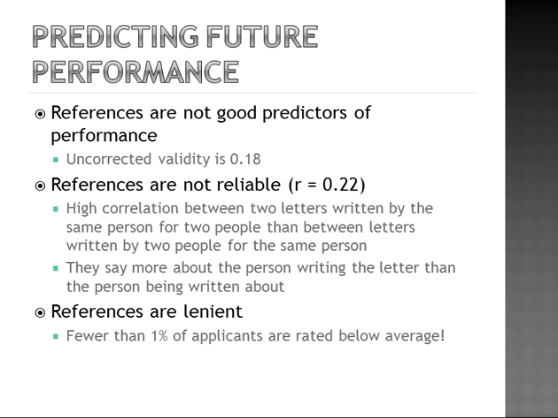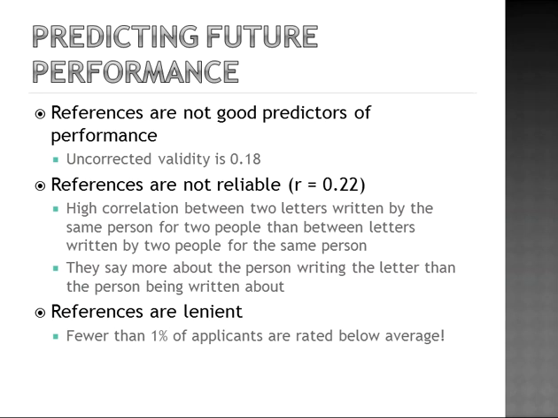Predicting future performance. References are not good predictors of performance. You can see the uncorrected validity is quite low. References are not reliable. You see the correlation there. There is a higher correlation between two letters written by the same person for two people than between letters written by two people for the same person. So they say more about the person writing the letter than the person being written about.